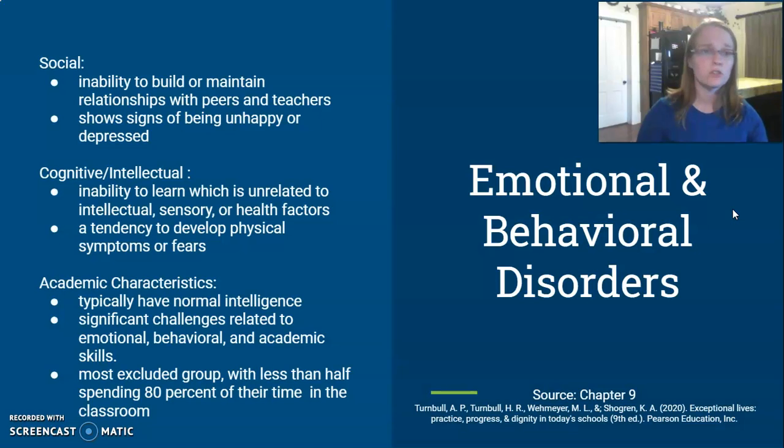Emotional and behavioral disorders, they're going to have inability to build or maintain relationships with peers and teachers. They show signs of being unhappy or depressed, which if you don't have a relationship, that can be a challenge. Cognitively, they have the inability to learn, which is unrelated to intellectual, sensory, or health factors. They have a tendency to develop physical symptoms or fears, which when you don't feel like you're a part of something, that's going to affect not just social, but cognitive as well, and your academic areas. They typically have normal intelligence, but significant challenges related to emotional, behavioral, and academic skills.